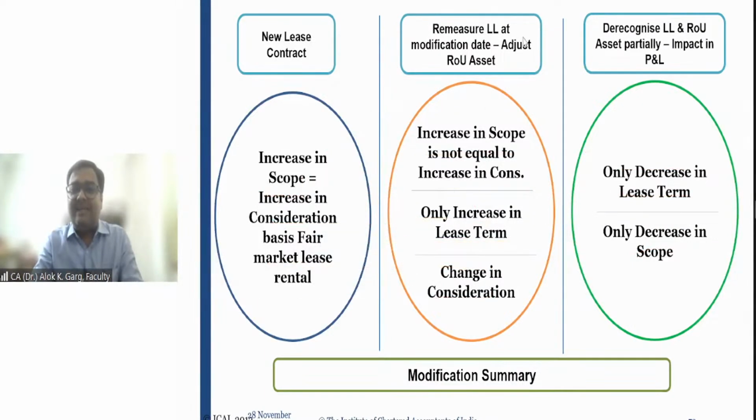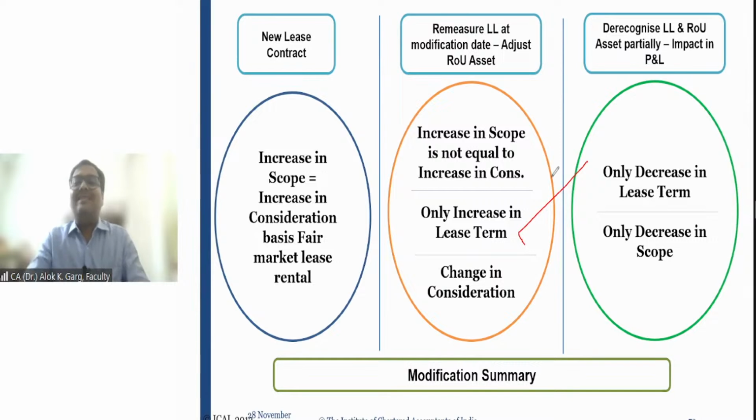Whenever there is an increase in the lease term, you have to remeasure your lease liability on the modification date. Means at the end of year 6 or beginning of year 7, I need to remeasure my lease liability. And whatever change is there, I have to take the change to my ROU asset. Right? This is what I need to do.